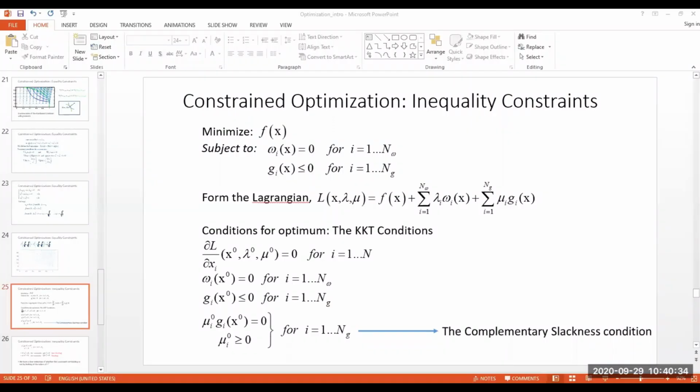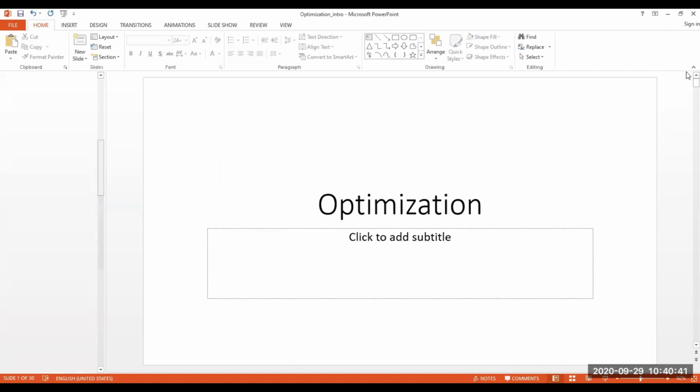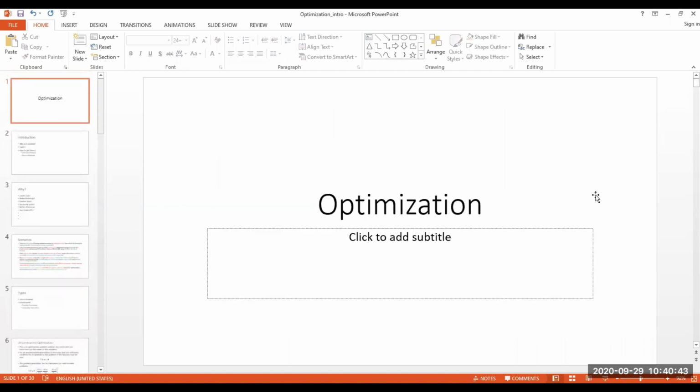We'll start a new slide. Can you see this, the new slide, optimization slide?